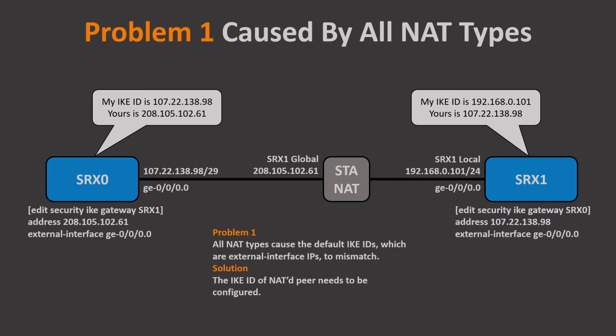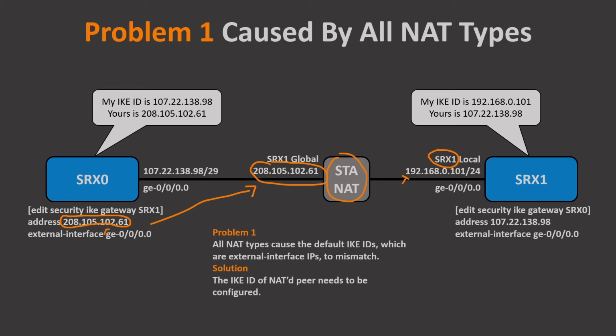So if you look at this topology here, we have a static NAT. And we're NATing SRX1's local IP into this global IP. Now over here on the left with SRX 0, you can see it has the peer address configured as the public address. And this makes perfect sense because that's the address that's reachable. He can't reach this private IP over here. It's not routable through the untrusted internet.